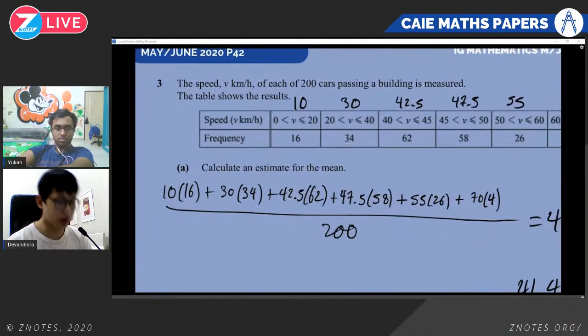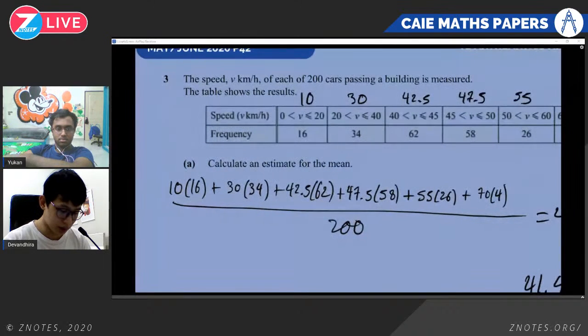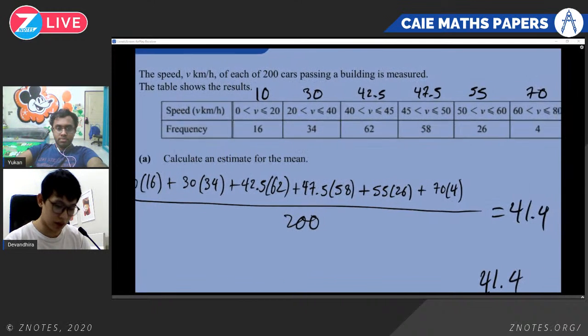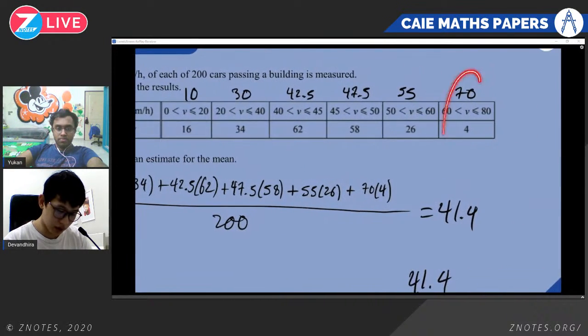And remember, we want to find an estimate for the mean. That means we have to multiply the value by the frequency, correct? And add them. So right here we have 10 times 16. That comes from this one. So we have 10 times 16 right here. Same thing, we have 30 times 34, which comes from here. And we do this for every data we have until the end, until 70 times 4 right here.